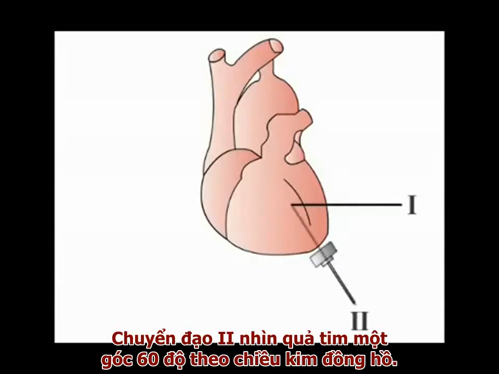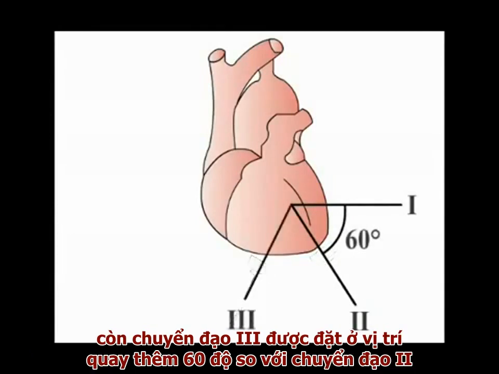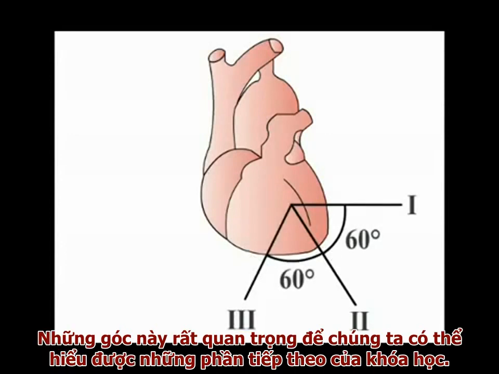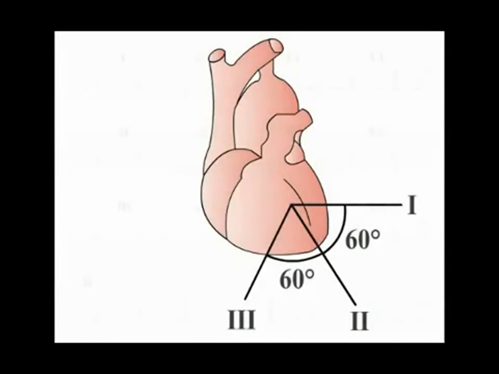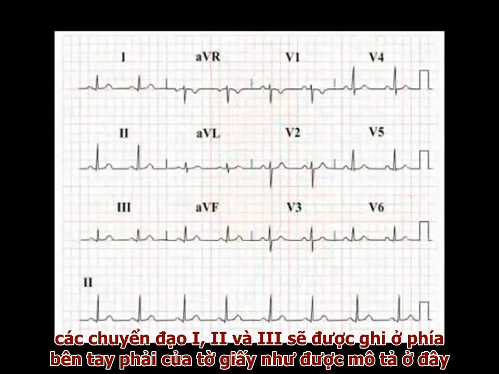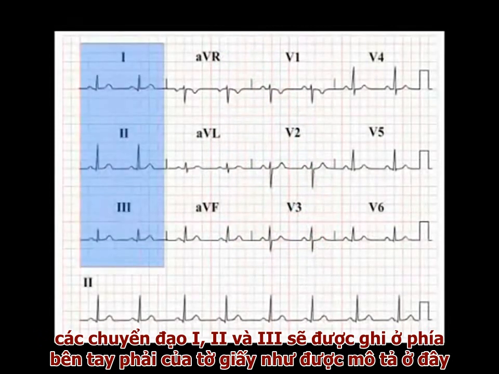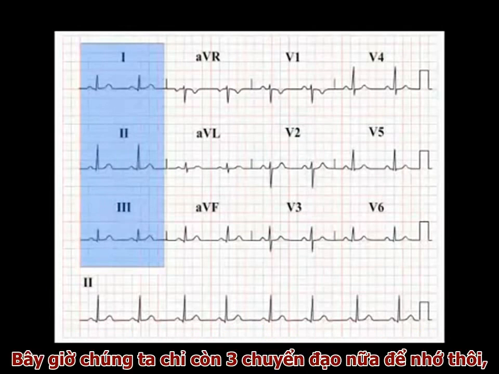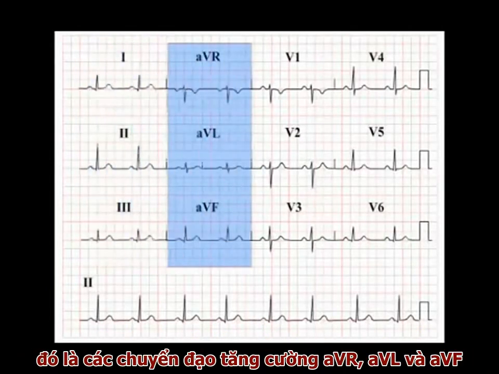Lead 2 looks at the heart at an angle 60 degrees further clockwise, while lead 3 is positioned a further 60 degrees clockwise from lead 2. These angles will become important in the next section of this course. The readout from the standard leads, leads 1, 2 and 3, are recorded down the right hand side of the ECG paper as shown here. We are now left with 3 further vertical leads to remember. The augmented leads, AVR, AVL and AVF.